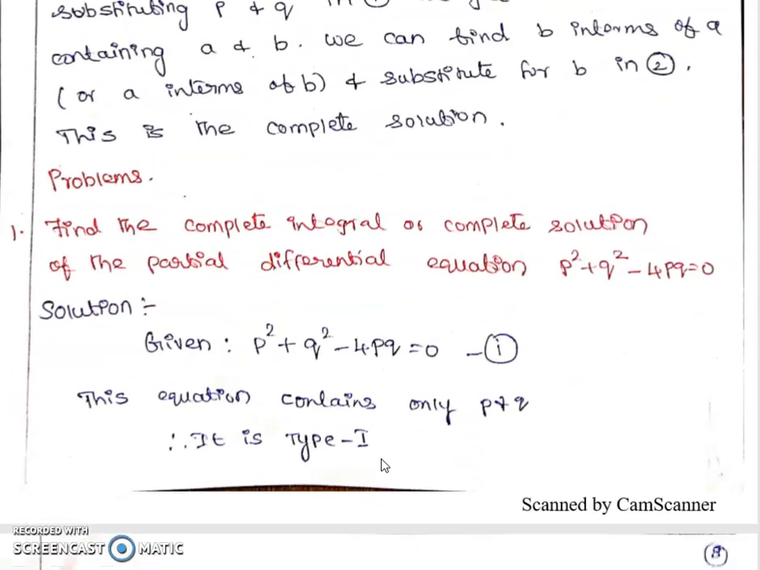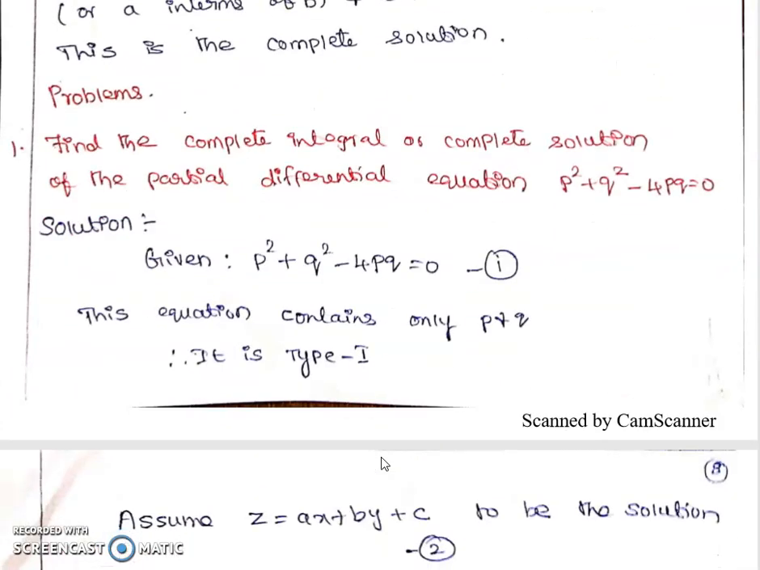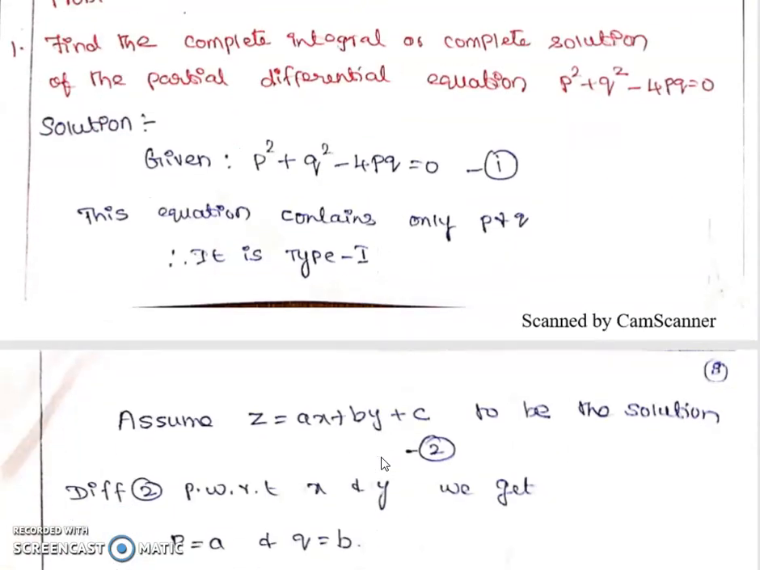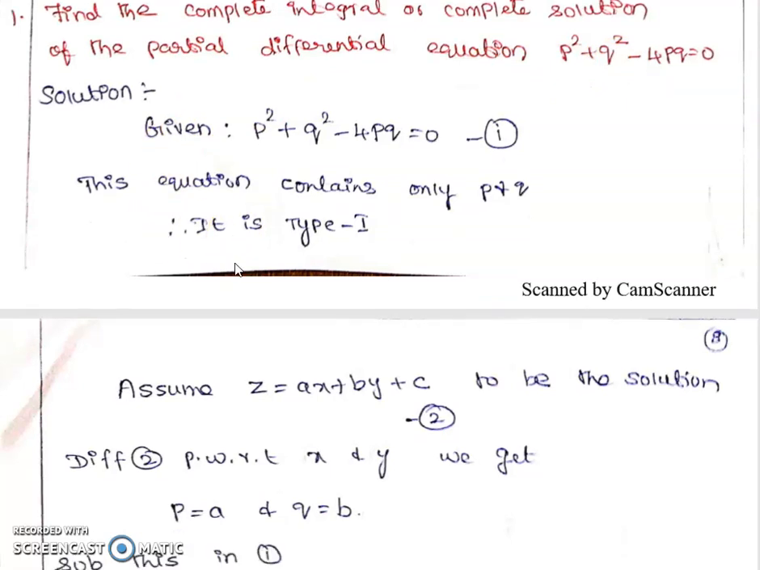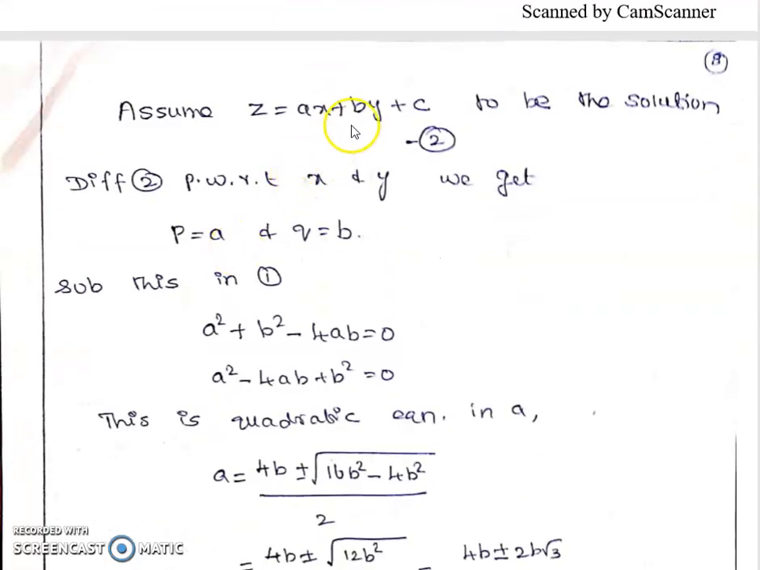Next we go into the problem. Find the complete integral or complete solution of the partial differential equation p square plus q square minus 4pq equal to 0. Look at this equation. It contains only p and q, no other variable. So this comes under type 1. For this, assume z is equal to ax plus by plus c be the solution of equation number 1. Consider this as equation number 2.